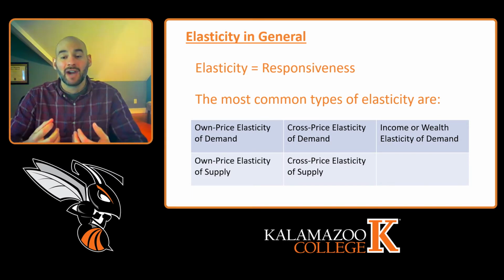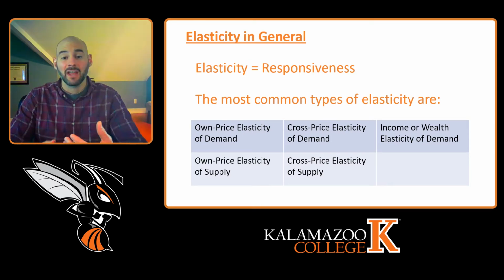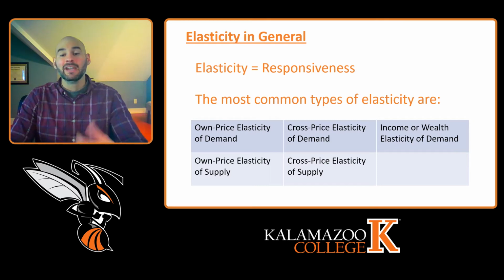So we can measure how responsive a change in the quantity demanded of one good is to the price change of another good. Similarly, we can think about how the quantity supplied of one good may change in response to the price of another good, measuring our cross-price elasticity of supply. And we can also think about how the quantity demanded of a particular good changes in response to a change in income or wealth.